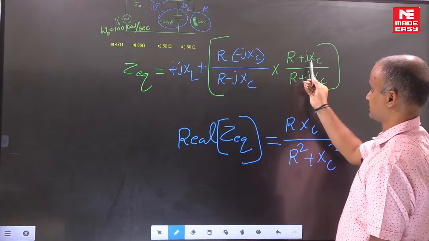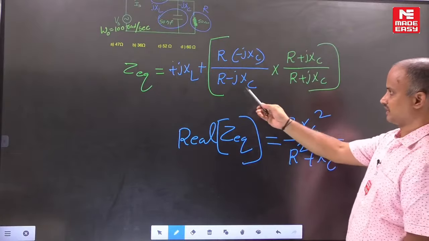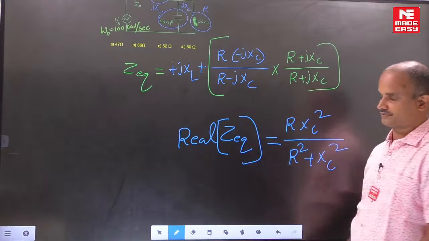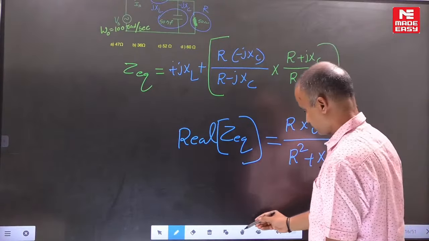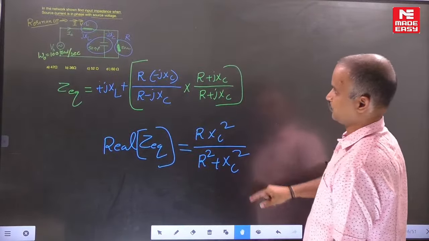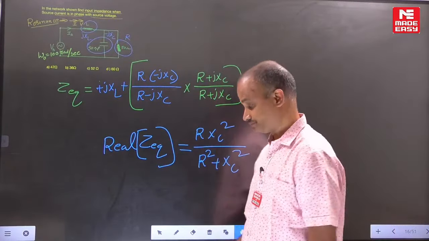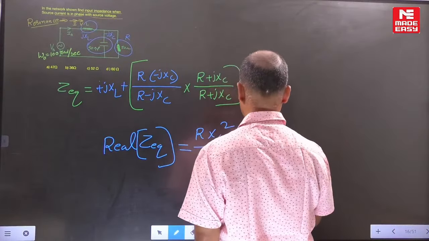XC j square, minus becomes a plus. Now this is the real part. For the denominator we are using the A minus B, A plus B formula. Now we got all the hints. In the question, what is being asked as a current value is indirectly asking for the equivalent impedance at resonance condition. Equivalent impedance at resonance condition.